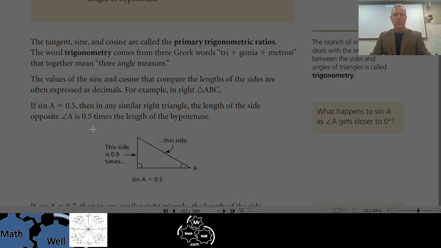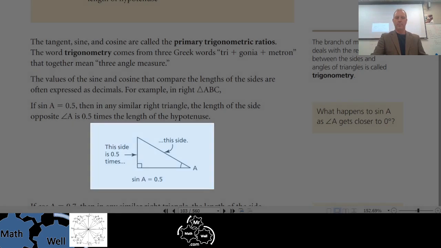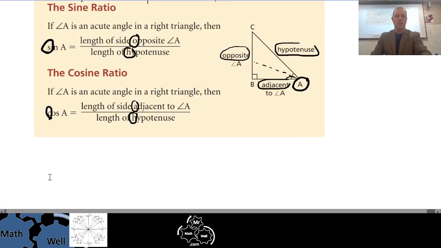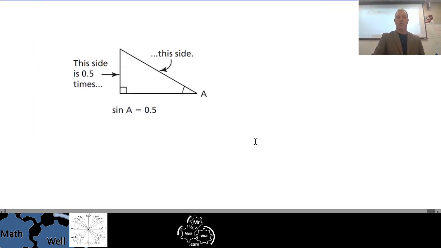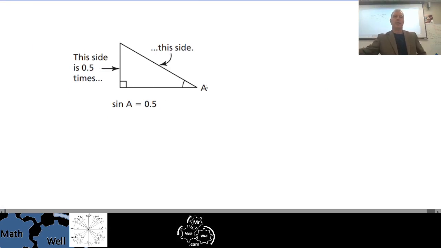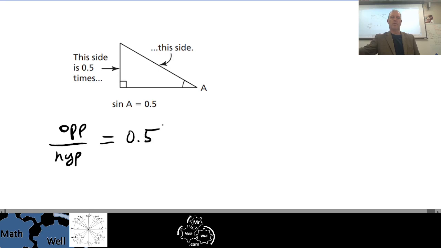All right, so we'll do this question here. I think that might be all that I probably need to do for you before I let you off in your assignment. But here's a question where you have a right triangle, and you're given the sine ratio. So sine of A equals 0.5. All right. So the ratio between the opposite side and the hypotenuse is 0.5. Sine of A is opposite over hypotenuse is 0.5.